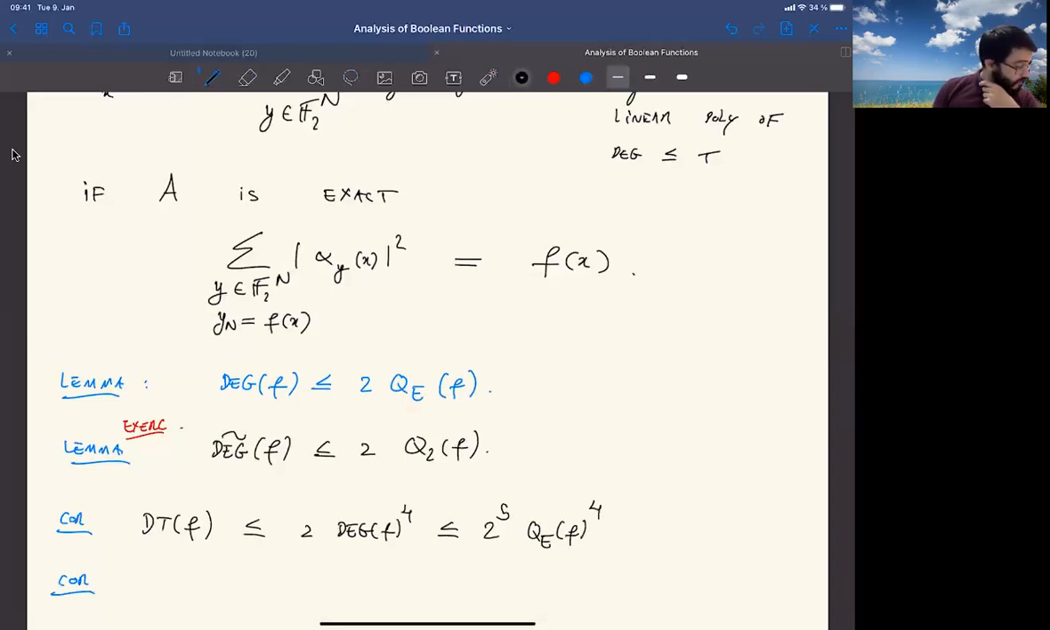We have the same thing for degree. Yes, this is less than degree of f to the power 4. However, let me see what I want to do.